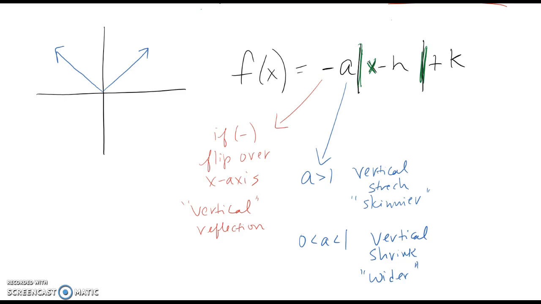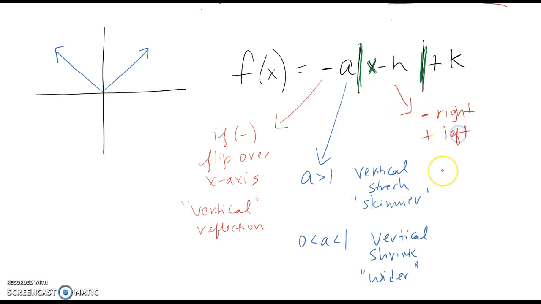Okay, the next one is what if there's a number on the inside? So if there's a number that's being added or subtracted to the x, this is going to be your left or right. So if it's a minus, it's going to go to the right. And if you see a plus sign, it's going to go to the left.